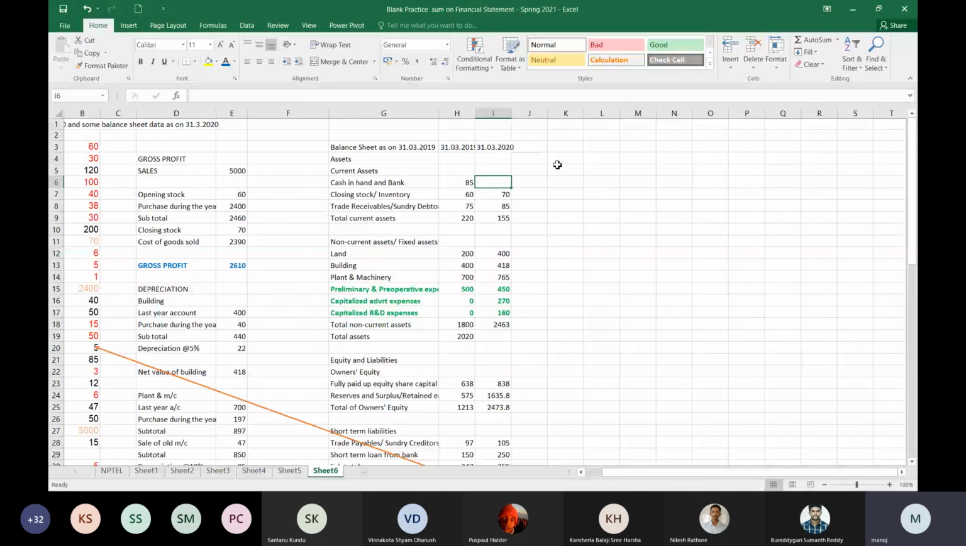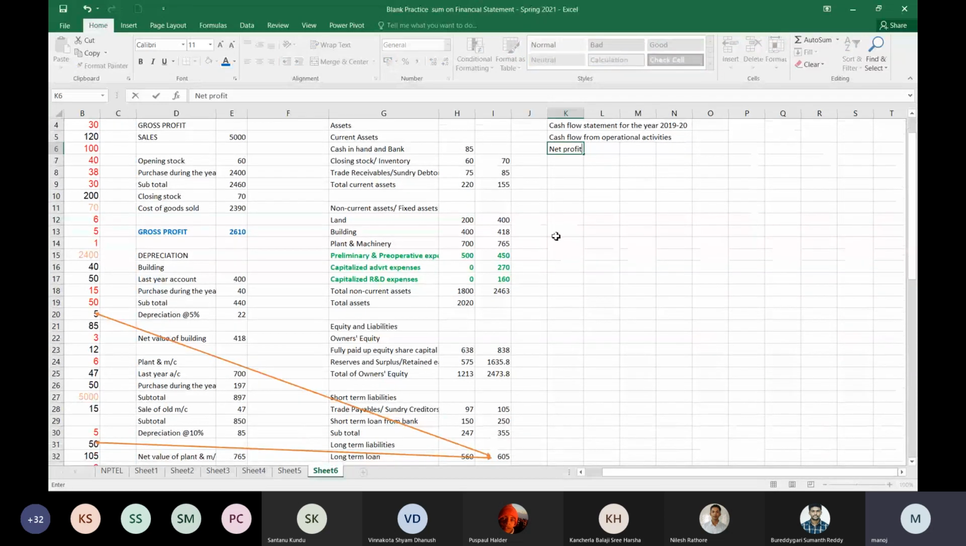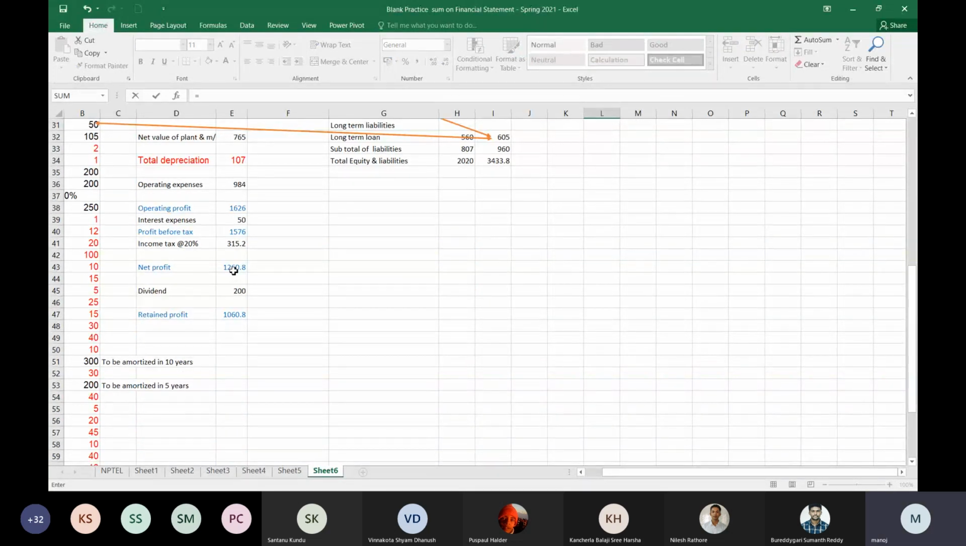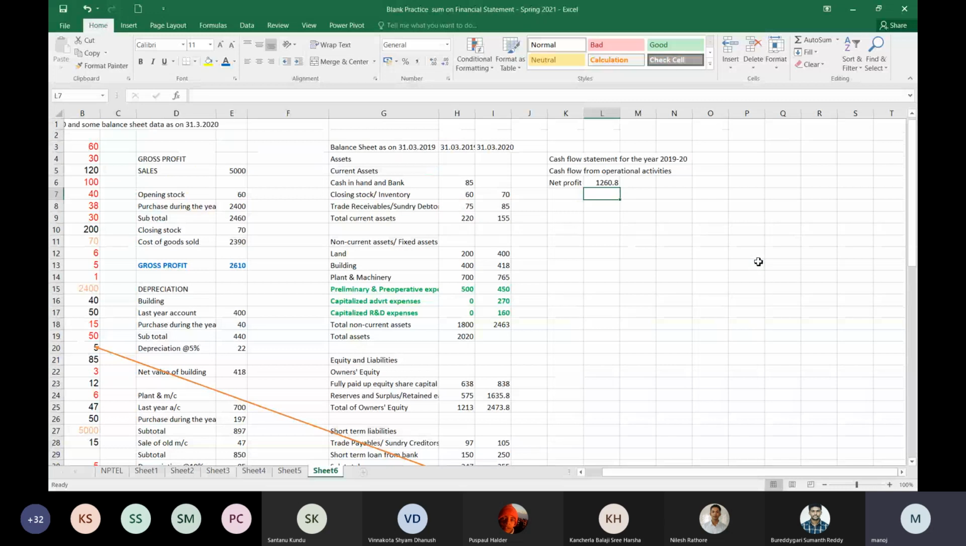Now we have to do the cash flow statement. So we start from here. Cash flow statement for the year 1920. Now cash flow from operational activity. As I said, we start with net profit first. We'll write it here. So net profit comes first. Where is that? It is equal to, as I said, we don't take this, we take this. This goes to the balance sheet.